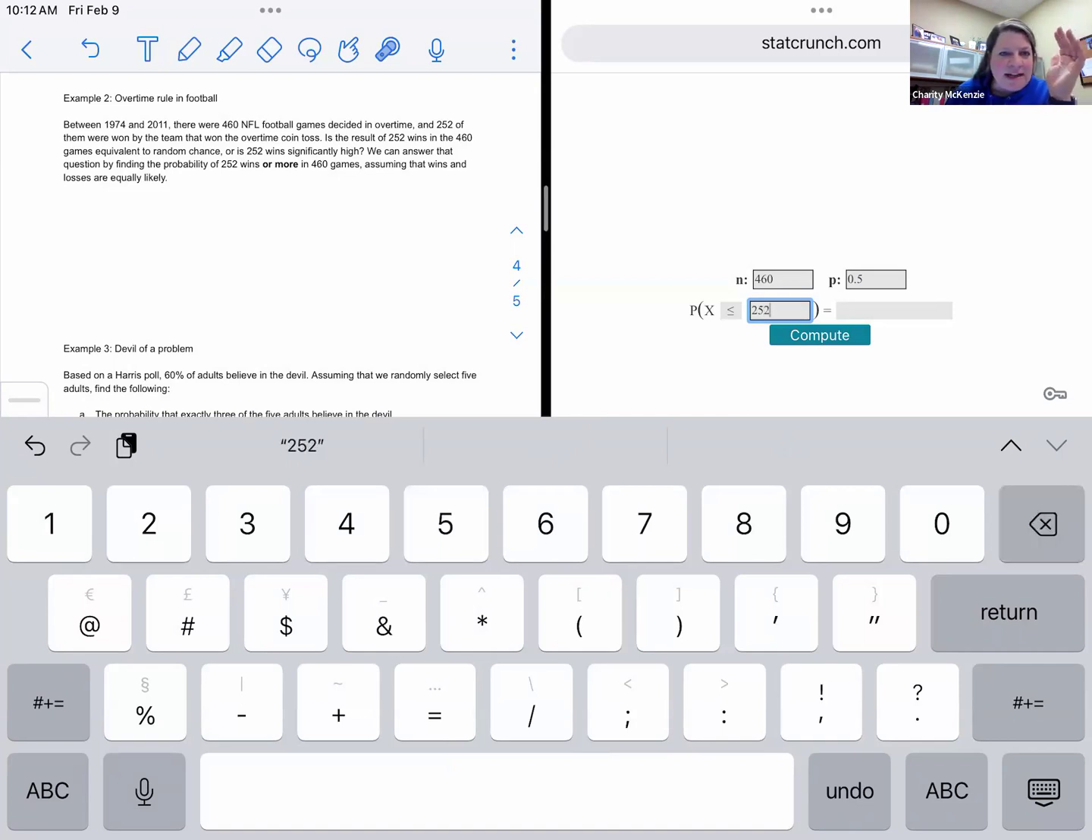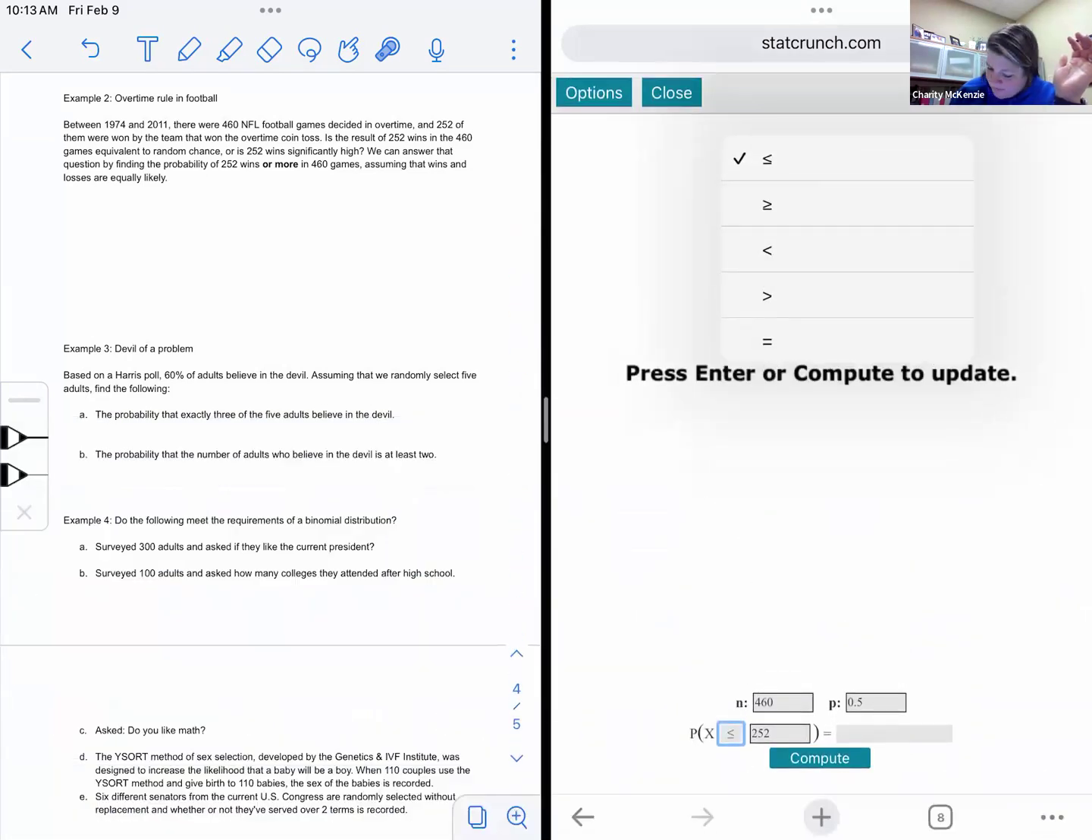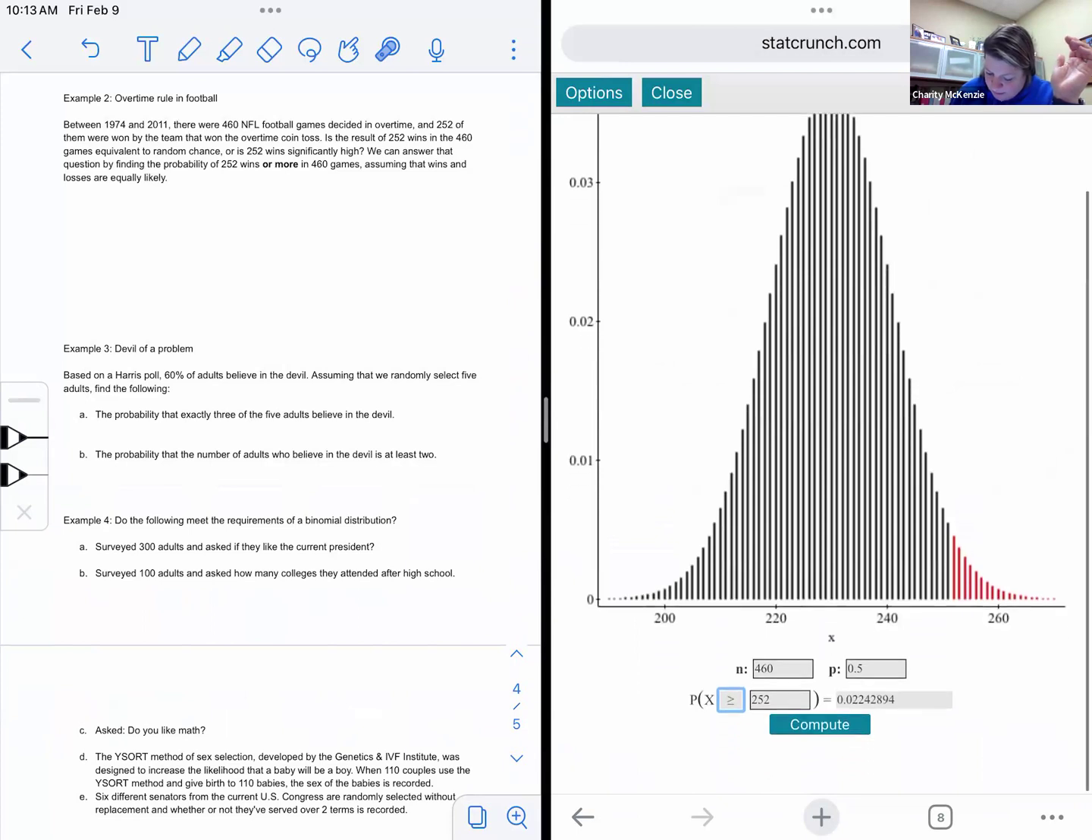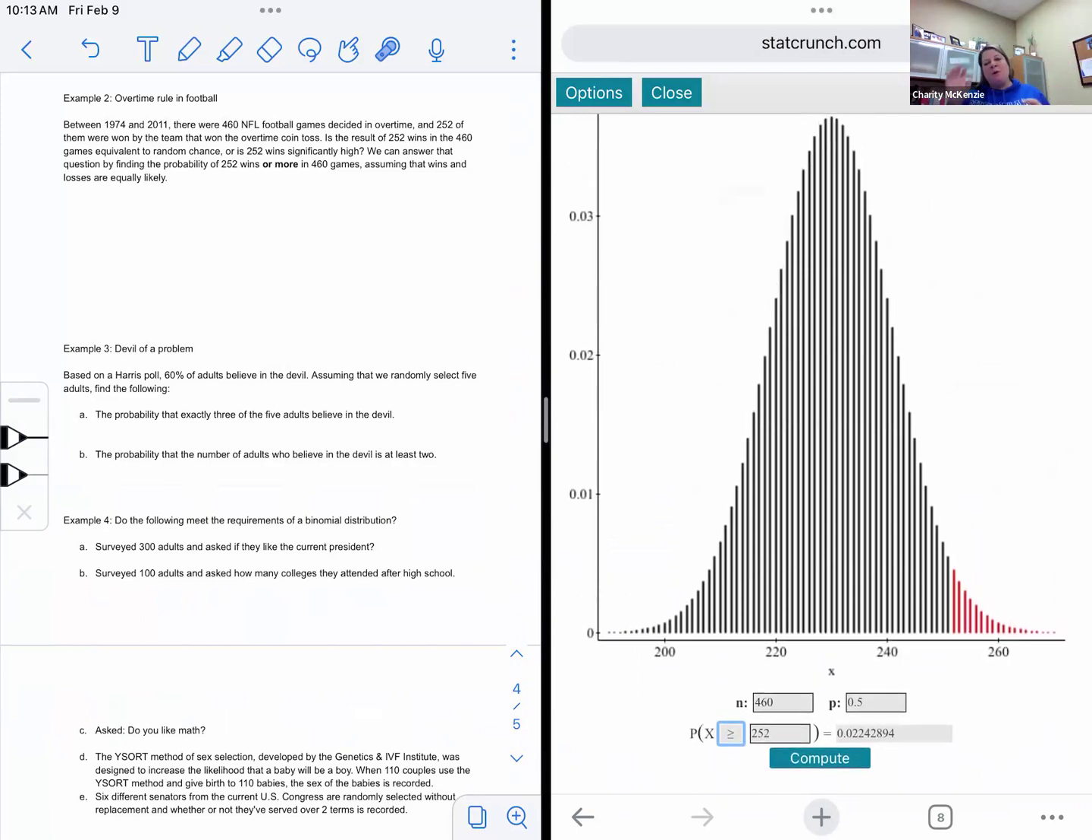And what symbol do we need if we're saying or more than? So is 252 wins significantly high? We use the answer to find the probability of 252 or more. So or more than is going to be greater than or equal to. There we go. And I know this gives us this weird graph of that distribution, and then it shows in red what we're looking at here. And we can see the probability is equal to 0.0224.